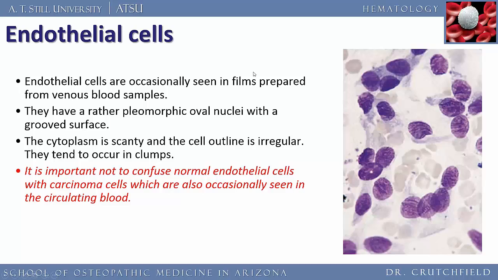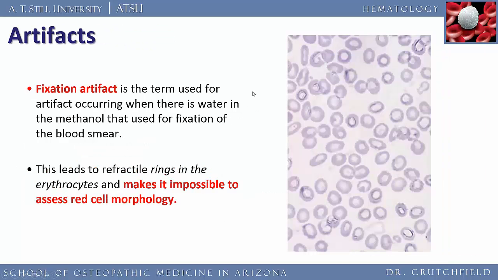So the epithelial cells are occasionally seen from venous blood samples, which I just mentioned. They have oval nuclei, a grooved surface. I think this is interesting. The nuclei have grooves in them. These little, I don't know what they are. They're probably some sort of ribosomal derivative, but they have grooves in them. Just don't confuse them with cancer cells. So now let's look at some artifacts.